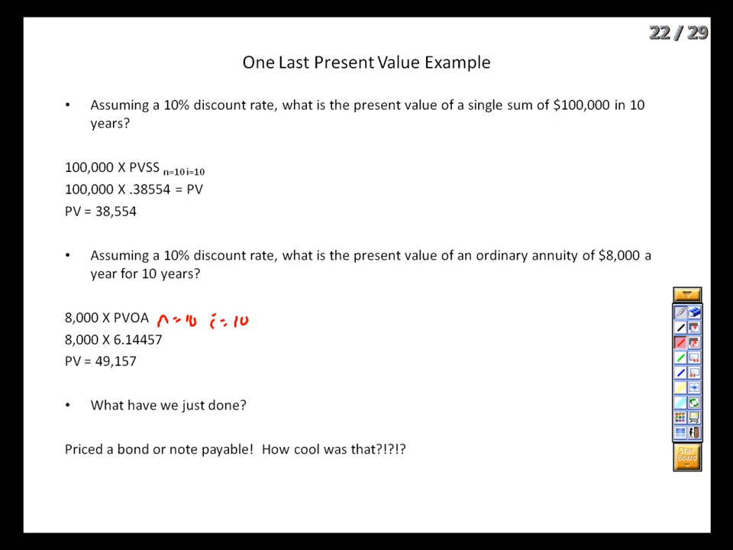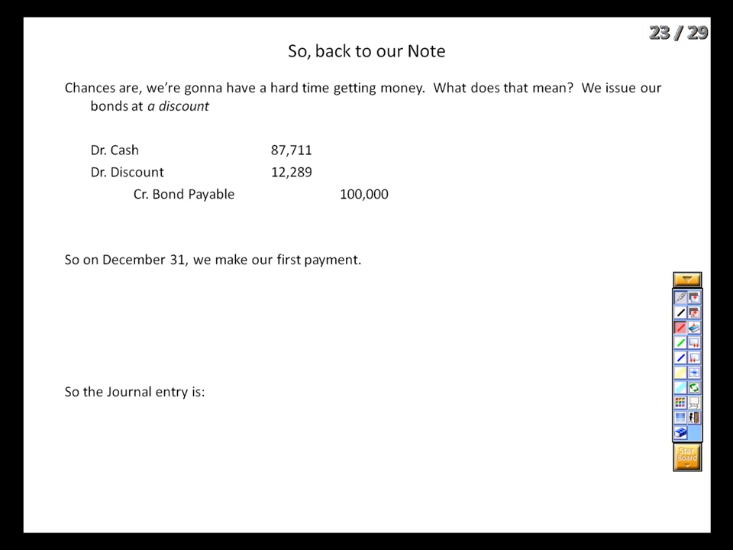If we add the two present values together, what do we get? We get $87,711. And where did we see that number before? That was what I told you we'd receive for the bond back before we took this time value of money detour. Neato. So now let's go back to our note and see what happens after we borrow the money.